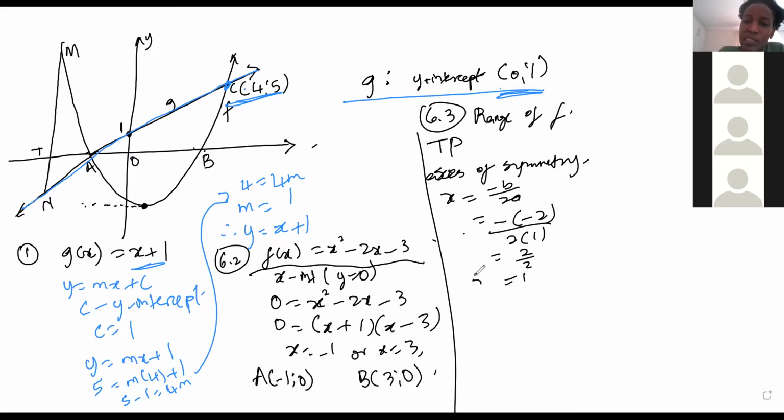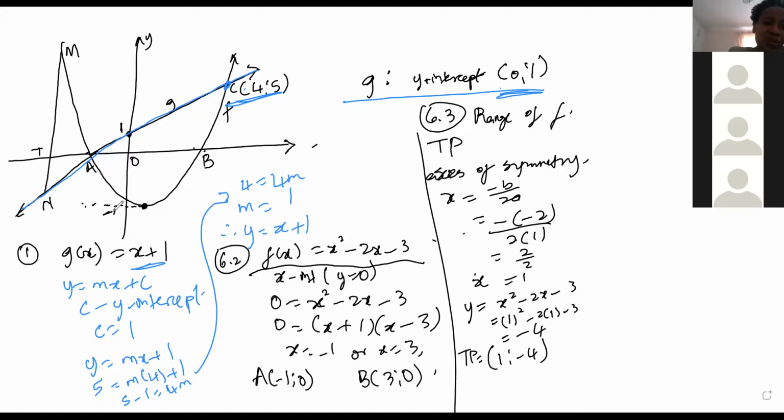And then if X is 1, what will be the Y? So we have Y is X squared minus 2X minus 3. We put the 1 here, minus 3. That is going to give us negative 4. So that means the turning point is 1 and minus 4. So that means here we have minus 4.